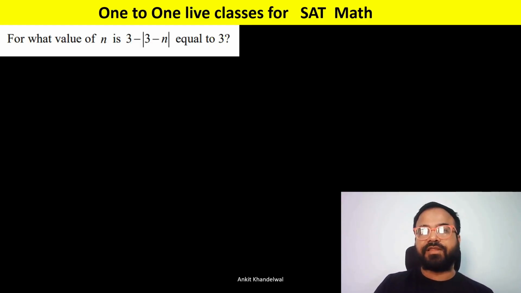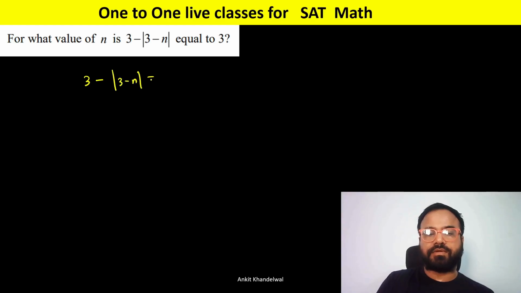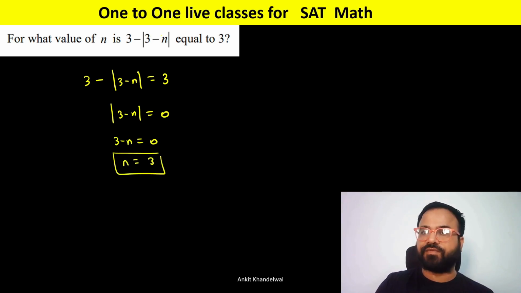For what value of n is this equal to 3? So this thing is equal to 3. Directly you can say this particular part, the absolute value of 3 minus n, should be equal to 0. And if the absolute value of 3 minus n equals 0, then n is equal to 3. If you put n as 3 over here, this will become 0, and 3 minus 0 is 3. So for n equal to 3, this will work.